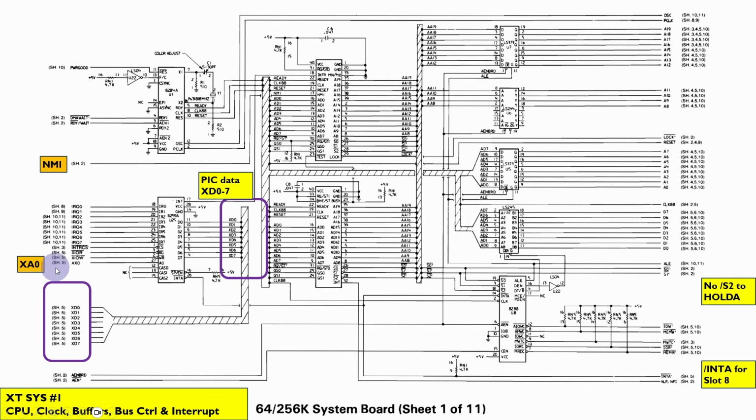The label for here should be XA0, but it's AX0, and there should be a non-maskable interrupt label there as well. So there are a few mistakes on these diagrams as well.